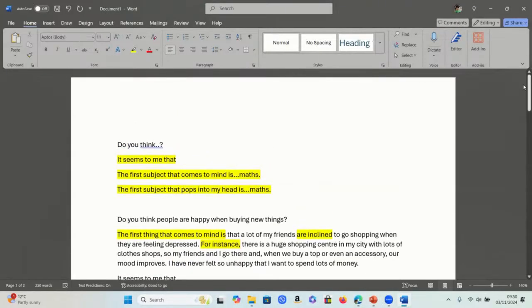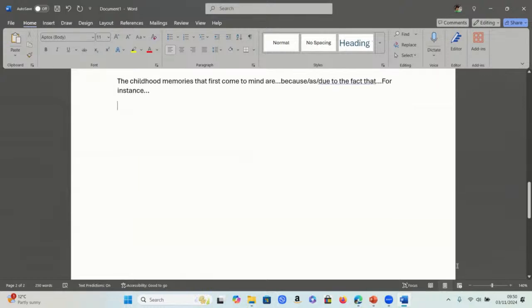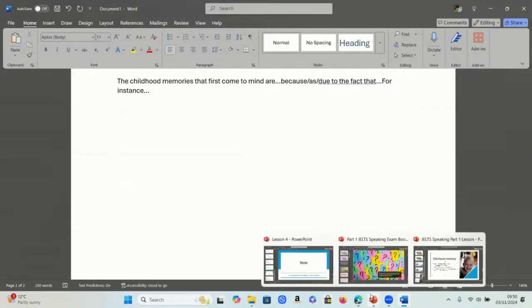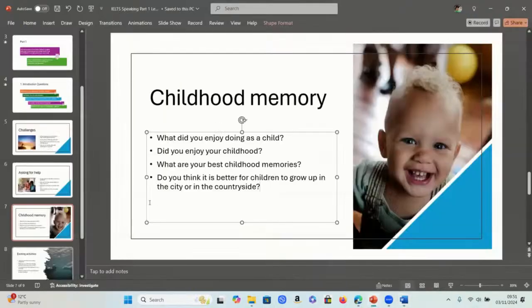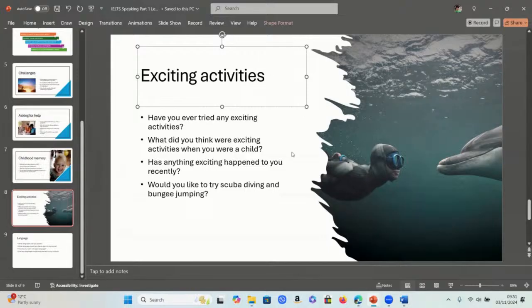So do you think? Well, it seems to me that the first subject that comes to mind is "do you think", or "I'm inclined", for instance. So even in what you think is going to be about the past, the questions can become present. And then you can use the same words that I've mentioned already, the sentence frames, etc. So here's one that is being used at the moment.